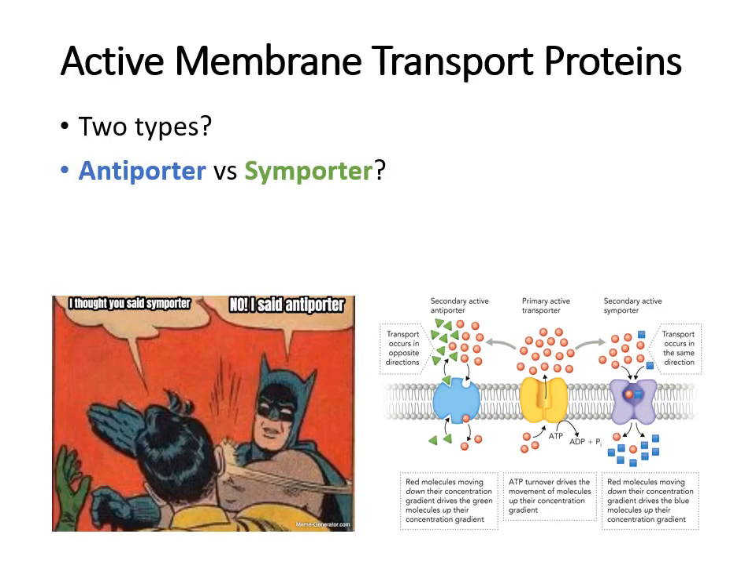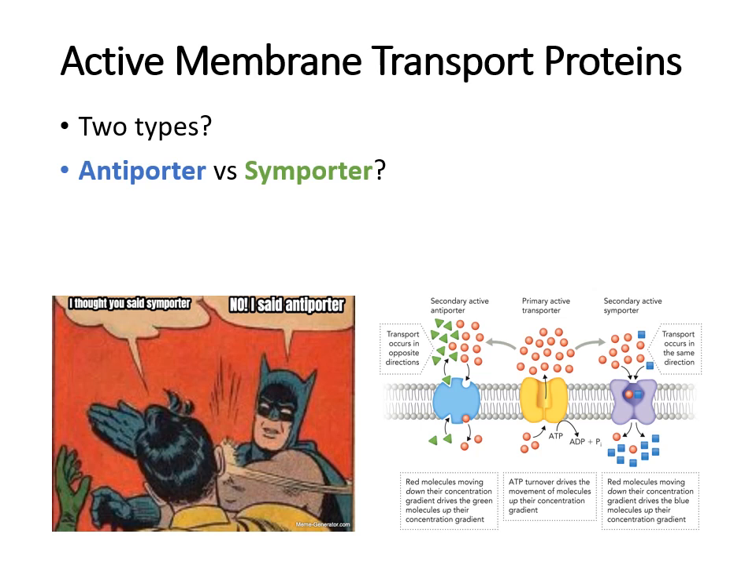Now we turn over to the active membrane transport proteins, and there are two different types. There's primary and secondary, and a lot of times the way the secondary ones work is from having energy from the ATP-driven primaries to fuel them.